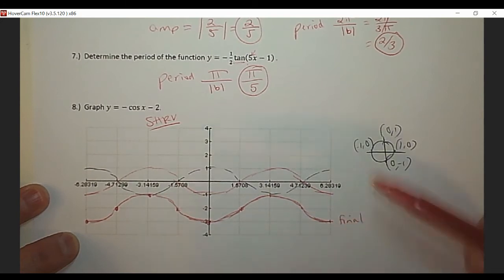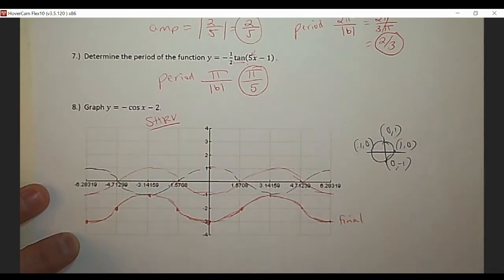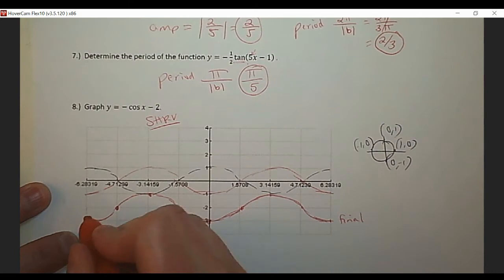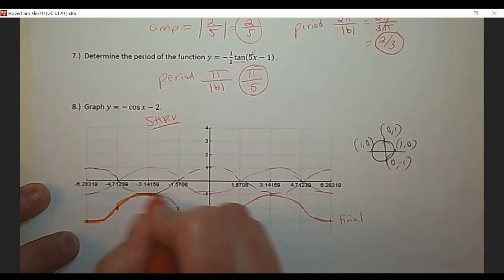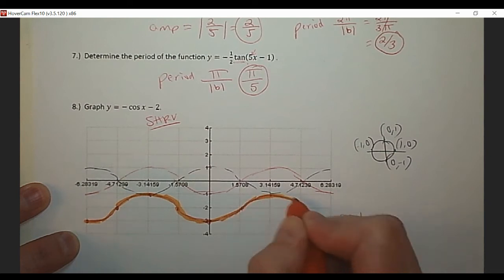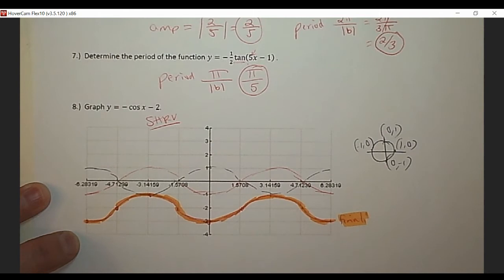All right. So this black one is regular cosine. This red one is cosine flipped over the x-axis. And you know what? I think I'll trace over it in a marker just so that it's nice and clear on my answer key. Here's an orange marker or highlighter. That way it stands out from the other red graph, so there's no confusion that this one is my final. Okay. And we continue with number 9. Number 9 is to graph a cosecant function.